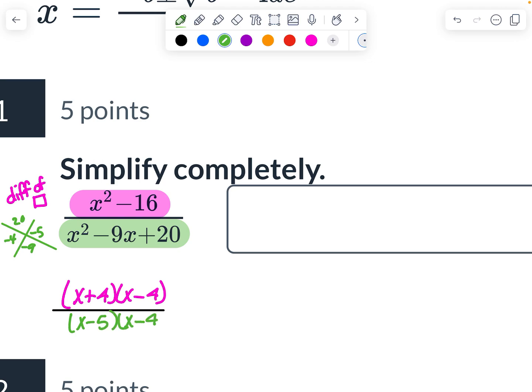I'm sorry I did not write that in the order that I said it, but my hand and my mouth apparently are not working together. Then we're going to reduce completely, and when we reduce this and that, there is our answer. And when we type that into Canvas, we must have the parentheses to say that the x plus 4 is totally in the numerator and the x minus 5 is totally in the denominator. So the parentheses are required to be correct.